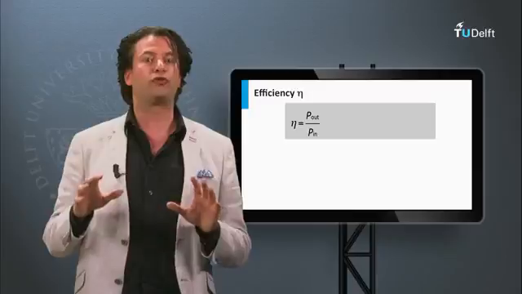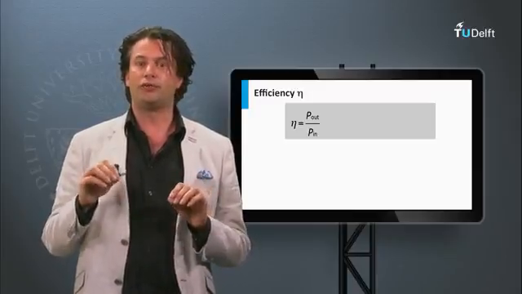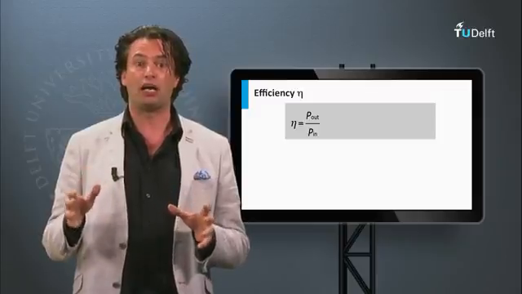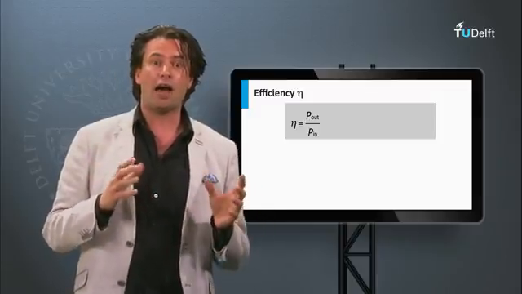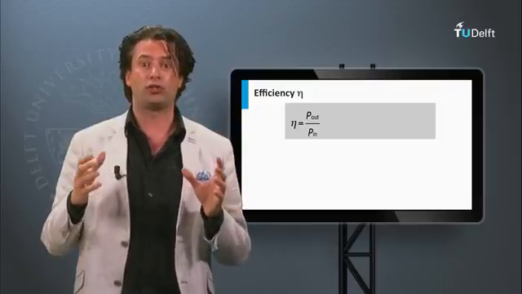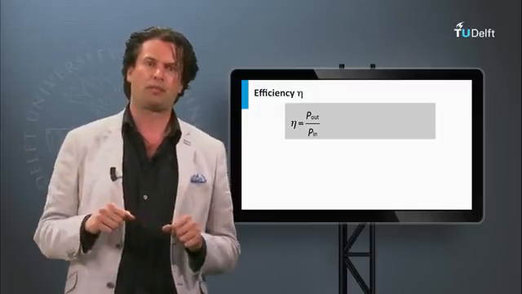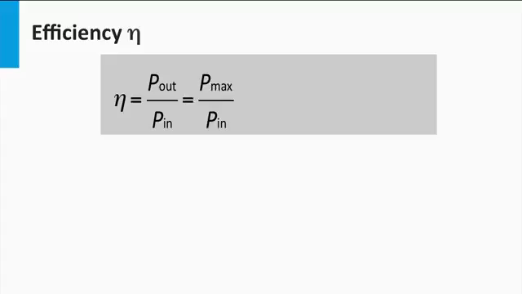Now we introduce the conversion efficiency eta of a solar cell. This is the ratio between the power density coming out of the solar cell, P out, and the light power density of the light incident on the solar cell, or in other words, going into the solar cell, P in. The conversion efficiency of solar cells is defined in its maximum power point, so P out equals P max.